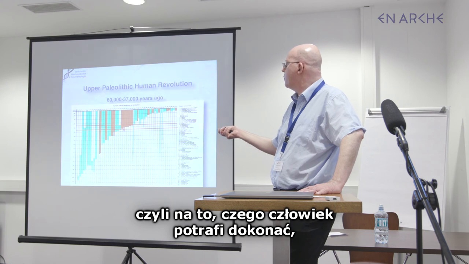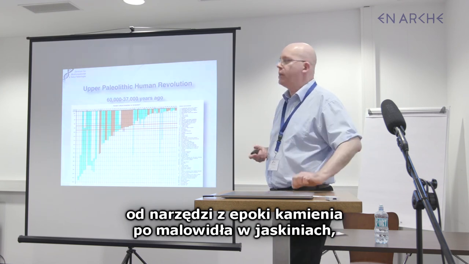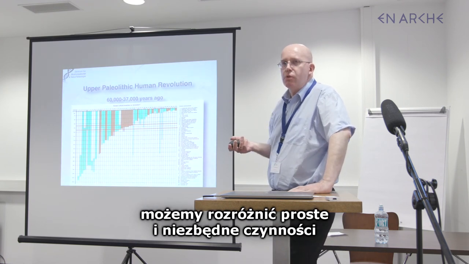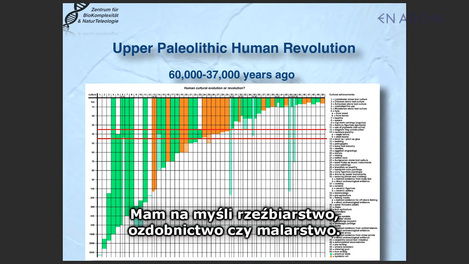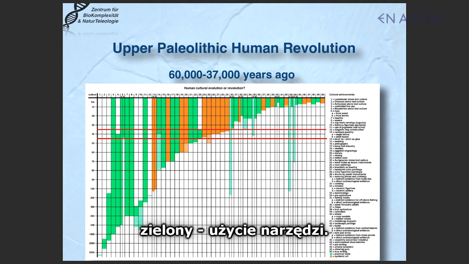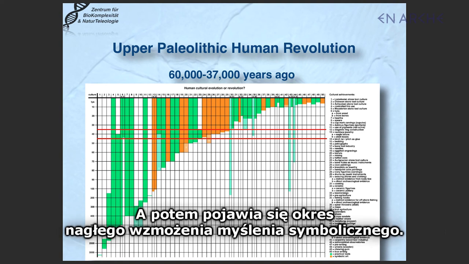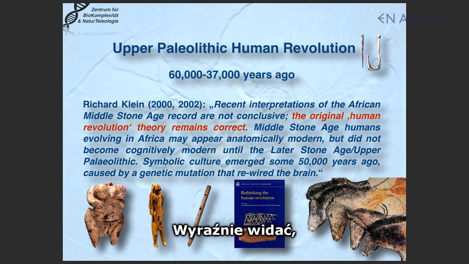If you distinguish between different items that humans can do, from stone tools to cave paintings, and you distinguish between mere tool use and things that give some indication for symbolic thinking, like carving or decorative things or cave paintings: the brown stuff is our invention that has to do with symbolic thinking. The green things are more or less tool use restricted. Then there is a time where you have a sudden increase of evidence for symbolic thinking, and that has been called the Upper Paleolithic human revolution. So also here you find a discontinuity.